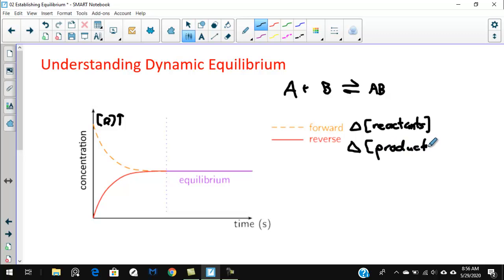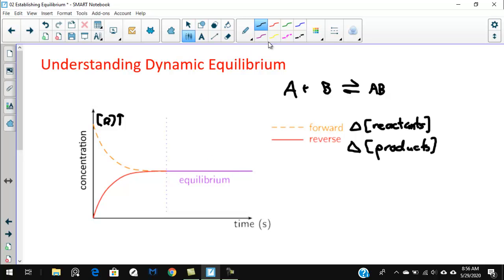And so we see the opposite trend with the products. We start out with none of them, at least in this case, we have no products. And over time, the product concentration increases. And then in this reaction, we come to an equilibrium at which both of the concentrations are the same. So we have the same amount of products and reactants at equilibrium.